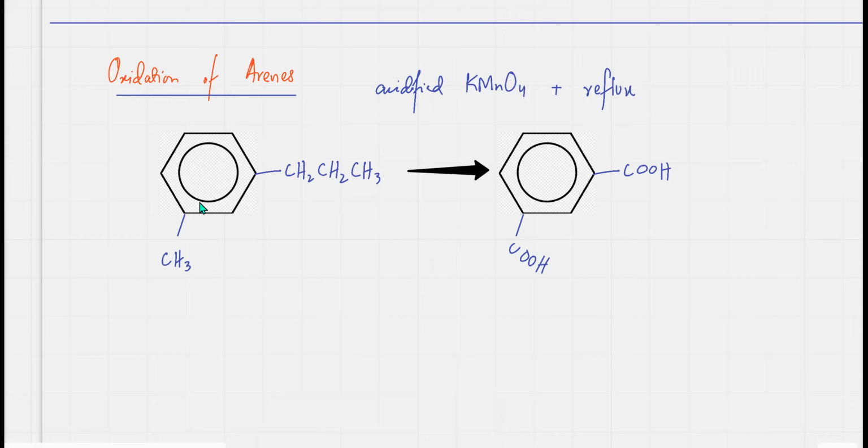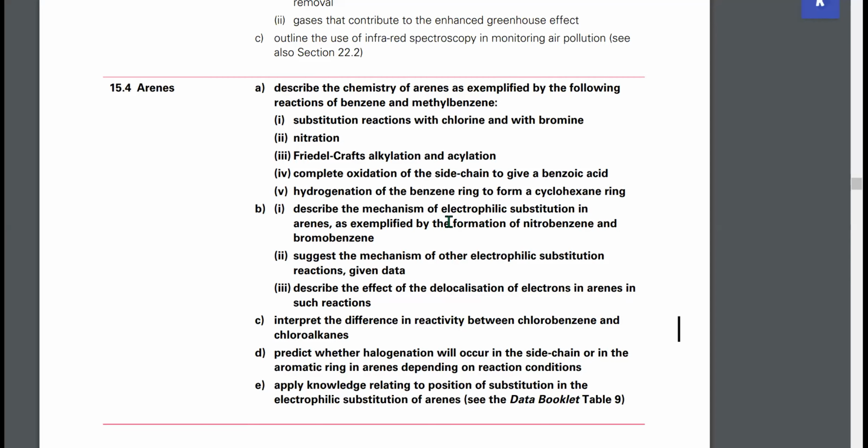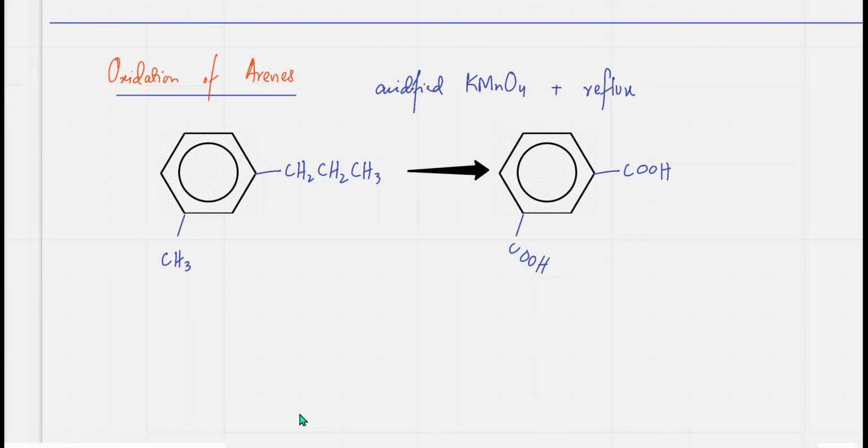So is this clear? It's a simple reaction. That's it. Everyone, is this clear? Yes, sir. No need for any background knowledge. Just remember, whenever you see a carbon chain and you oxidize a benzene, everything next to the carbon chain breaks off, and that carbon changes into a carboxylic acid. So that's one: complete oxidation of the side chain to give benzoic acid. Then you've got hydrogenation of the benzene ring. The next one is also a simple reaction.